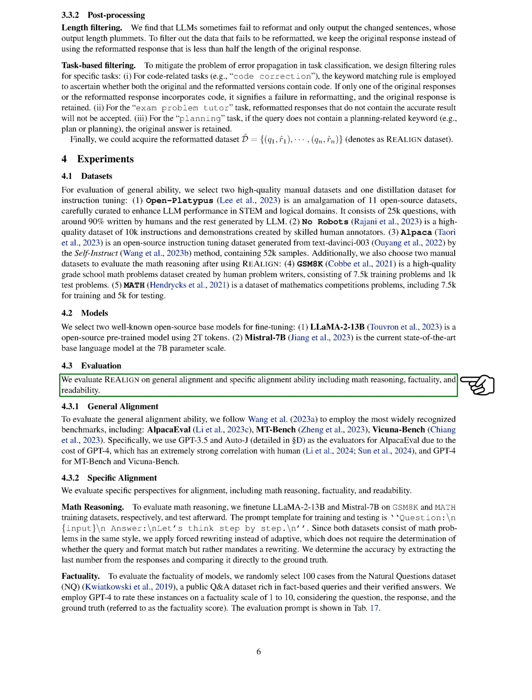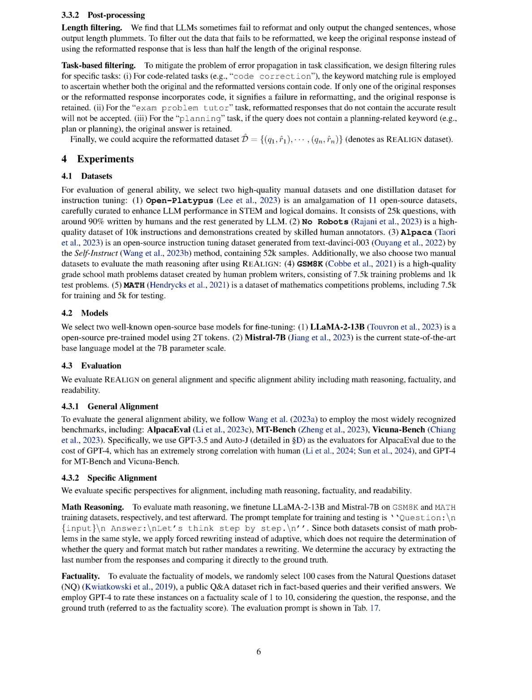For specific alignment, we look at math reasoning by fine-tuning our models on specific math problem datasets and testing their accuracy by comparing the final number in their responses to the correct answer. To assess factuality, we randomly select cases from a public question and answer dataset and rate them on a scale from 1 to 10 using GPT-4, considering the question, response, and verified answer.